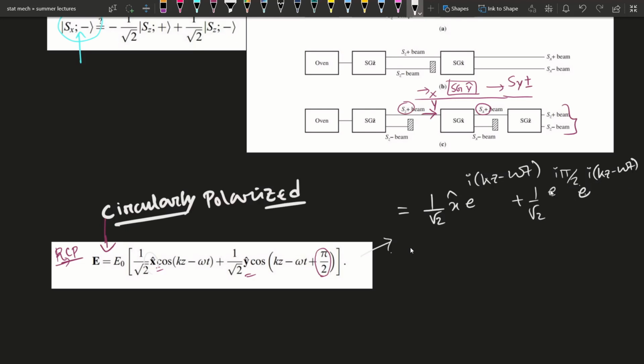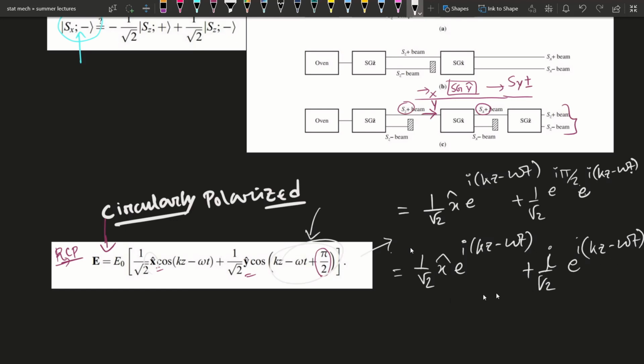Now you can think that if you plug this in, there will be a plus pi by 2, and that will resemble this thing. So we are taking out the e to the power i pi by 2. Now e to the power i pi by 2 is nothing but i. So this will become x cap e to the power i(kz minus omega t) plus i over root 2 y cap e to the power i(kz minus omega t). This is the expression for the electric field of right circularly polarized light.